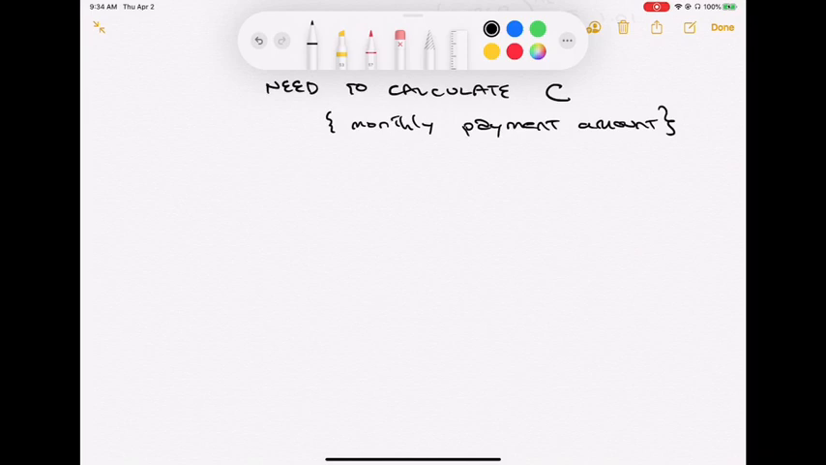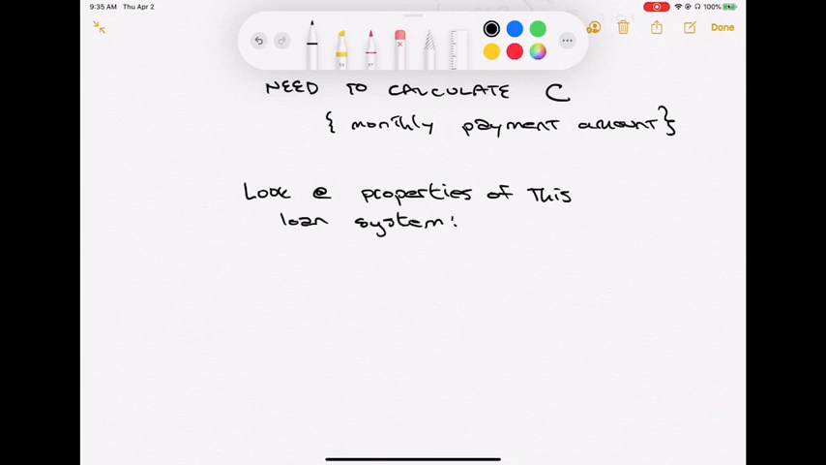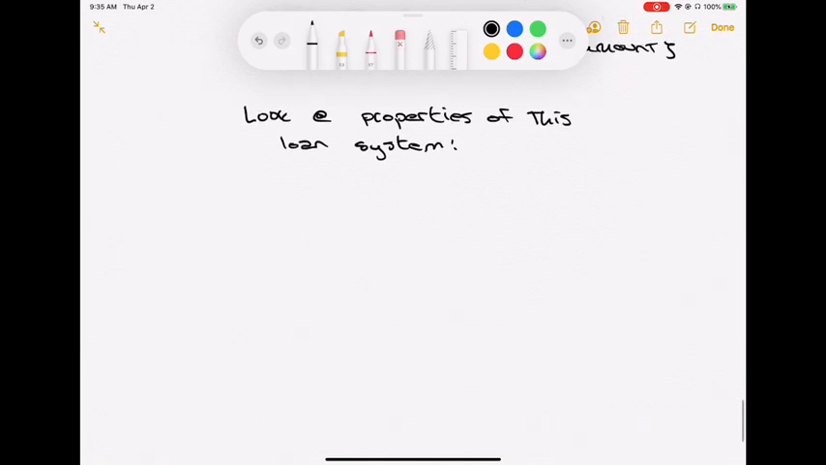Before I do that, I'm going to take another aside. I want to look a little bit at some properties of this loan system. We know that the loan looked like what? I'm going to just do it for this particular loan.